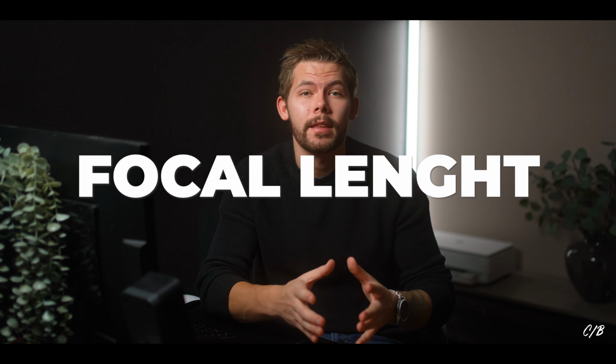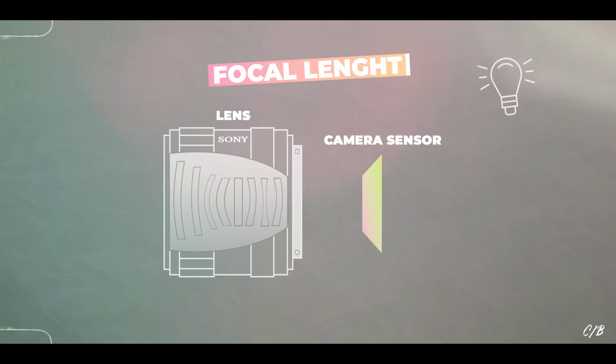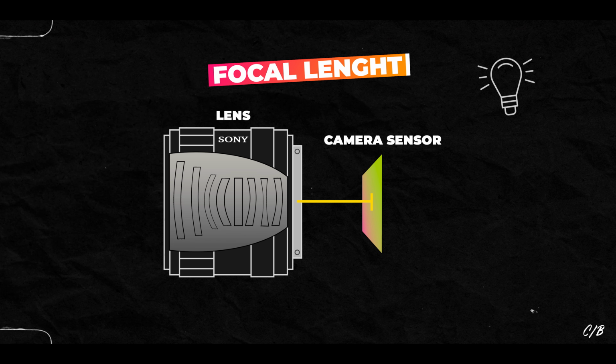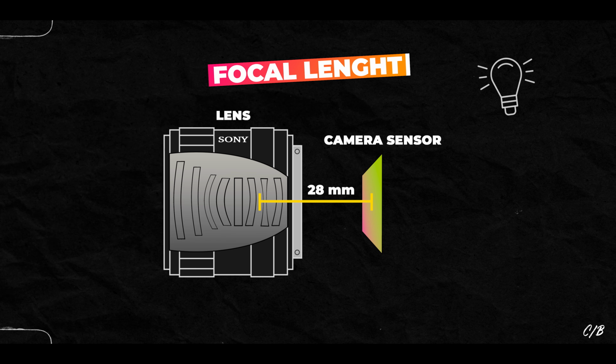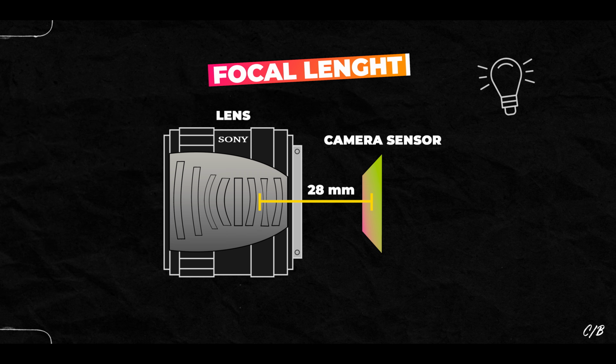We'll also look at a few things to consider when buying your first lens, but before we do that, we need to understand how they work. First of all, we have something called focal length, and a lens's focal length, often written in millimeters, is not how long the actual lens is, but instead a distance from the camera sensor to a point where light rays converge to form a sharp image.